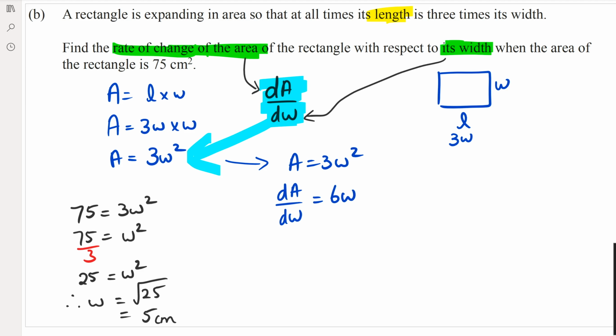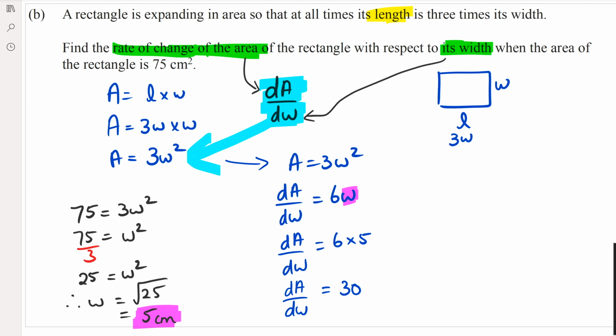And now, because we've discovered what the W is, which is 5, we're going to replace it here with W itself. So we're going to get dA/dW is going to be 6 times 5, which equals 30.